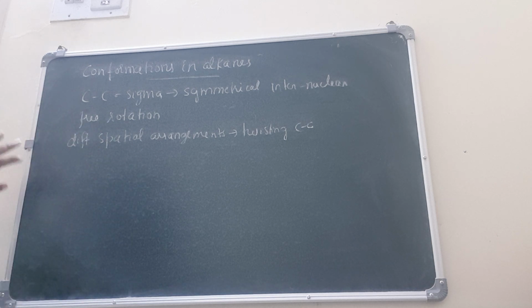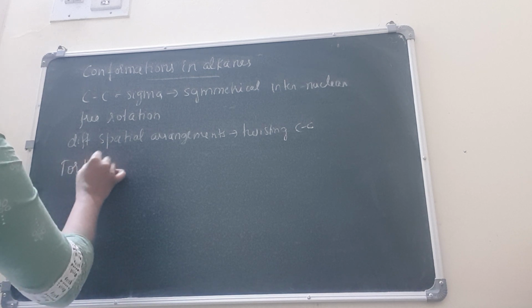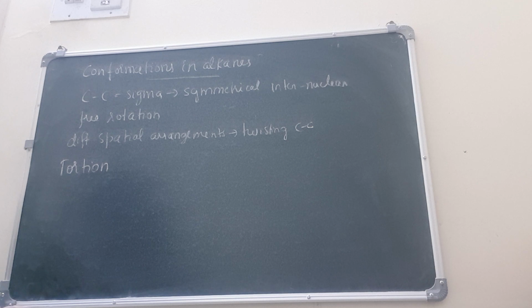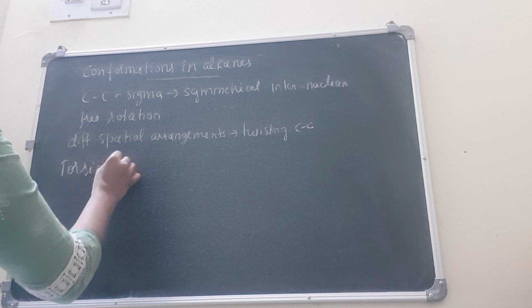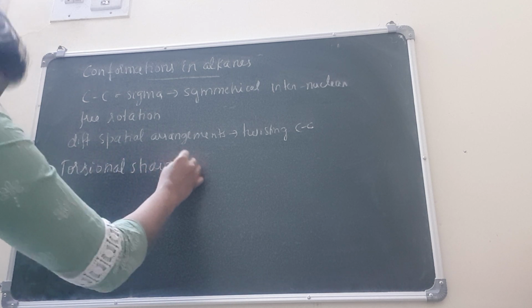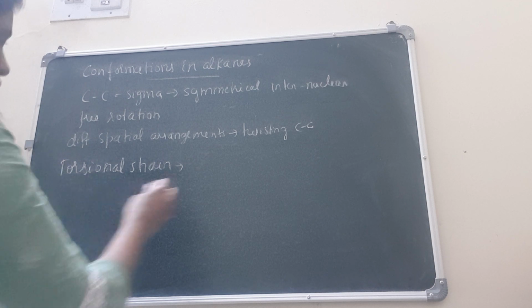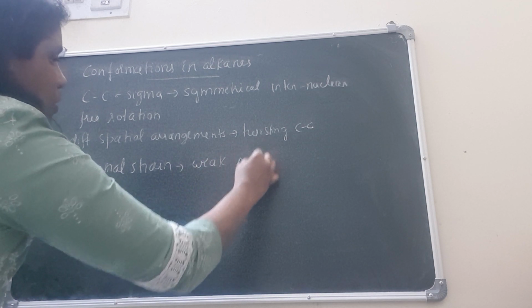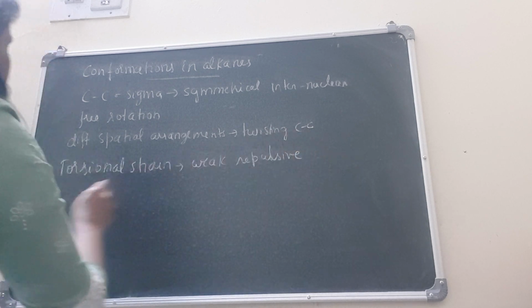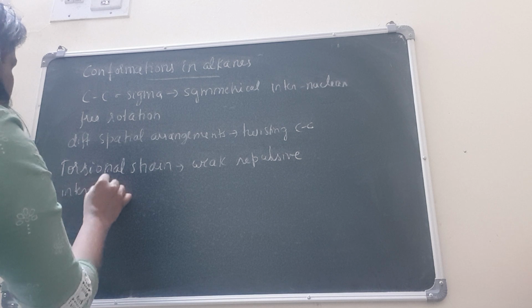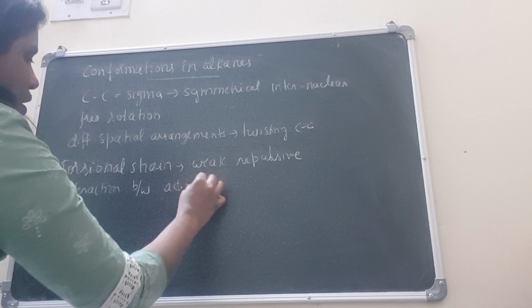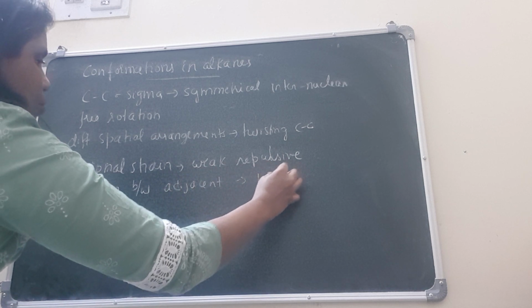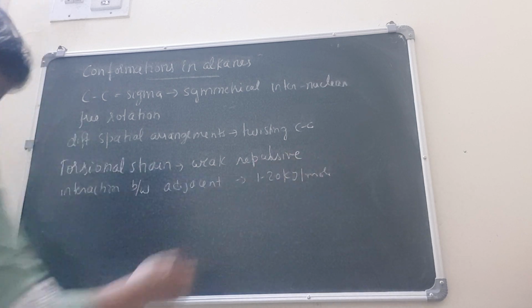Okay, now let us try to understand with the help of a diagram. Before that, I will write torsional strain here. What is this torsional strain? Torsional strain is basically a weak repulsive interaction between the adjacent bonds. Okay, and it uses about 1 to 20 kilojoules of energy per mole.